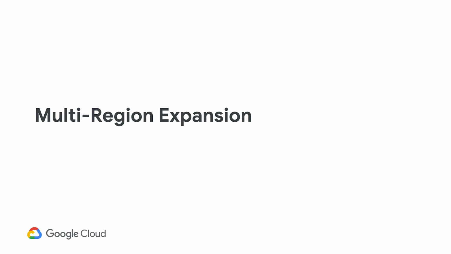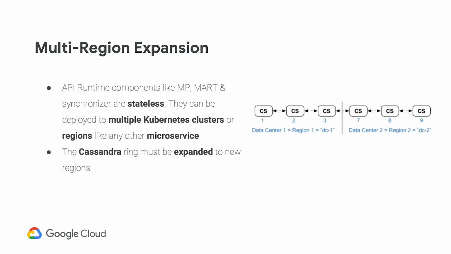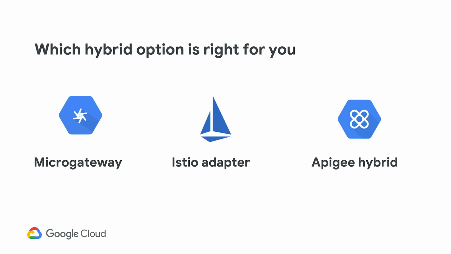How would multi-region expansion work? Well, most of these components are stateless. The only stateful thing is Cassandra, and you would expand this by creating additional clusters and creating a ring that expands multiple regions.